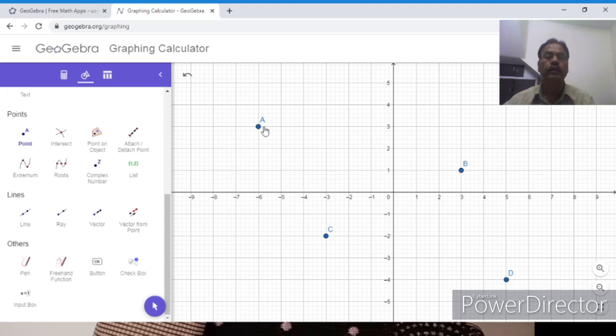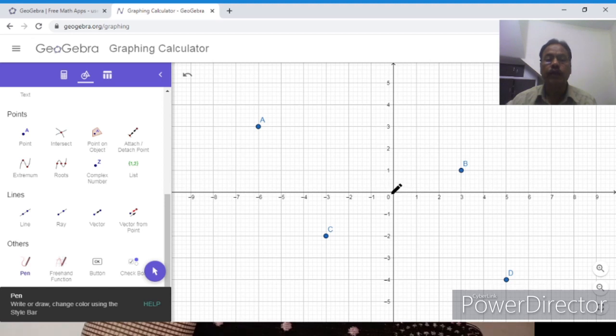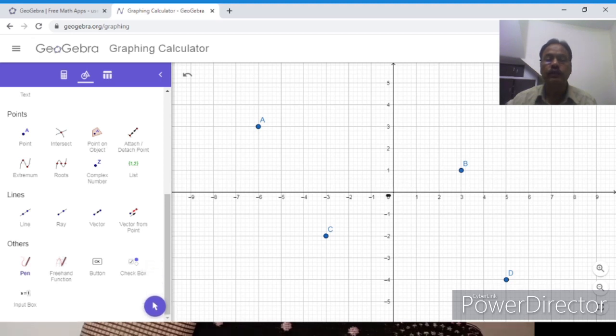So we have written these points A, B, C and D. Let us find out the coordinates of these points. Understand? So we moved here to reach the point A. We moved minus 6 units to the x-axis and 3 units to the y-axis. We have reached at the point A.